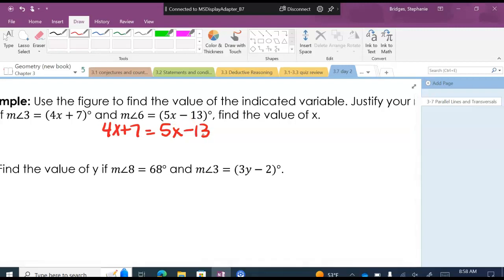And the key here is being able to identify what pair they are so that you know if they are either congruent or supplementary. If they're congruent, you set them equal to each other. If they are supplementary, then you add them and set them equal to 180. It is asking us to find the value of x, so we need to solve this equation.